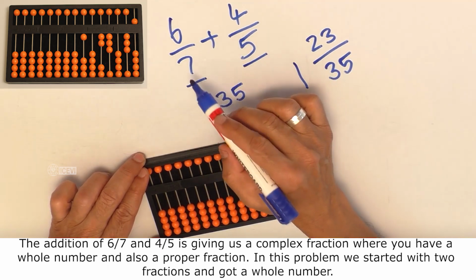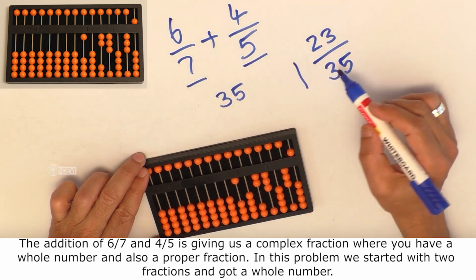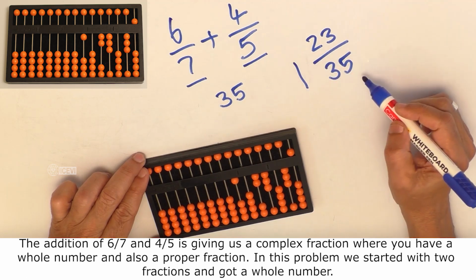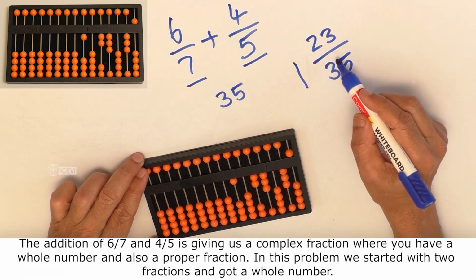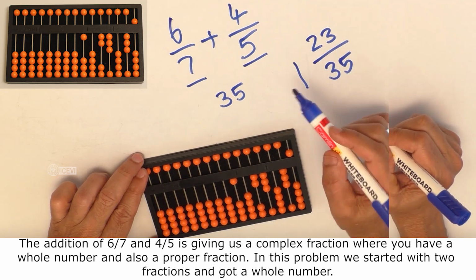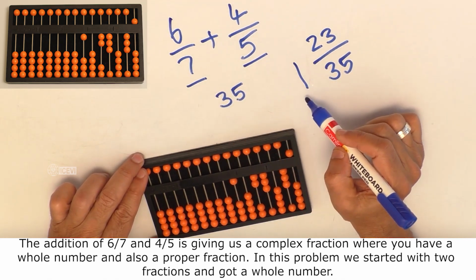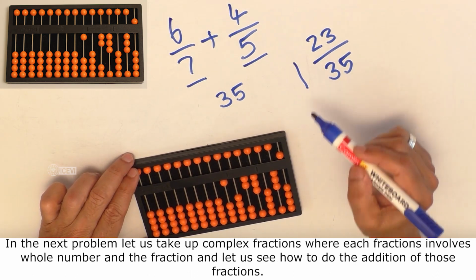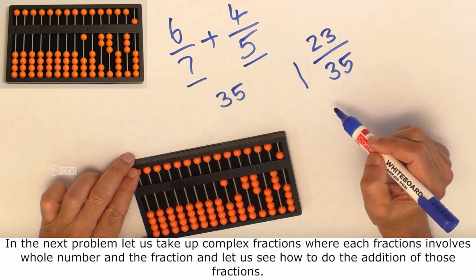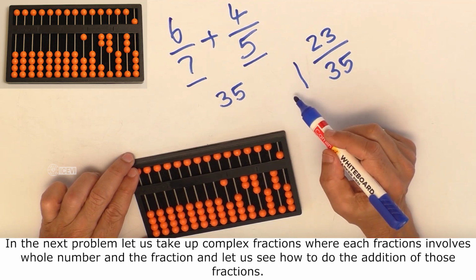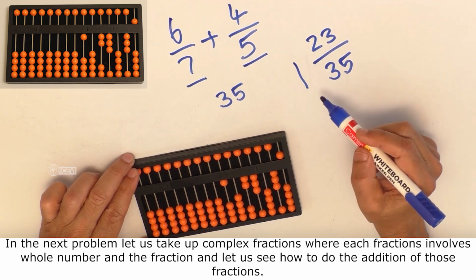The addition of 6 by 7 and 4 by 5 is giving us a complex fraction where you have a whole number and also a proper fraction. In this problem, we started with 2 fractions and got a whole number. In the next problem, let us take up complex fractions where each fraction involves a whole number and a fraction, and let us see how to do the addition of those fractions.